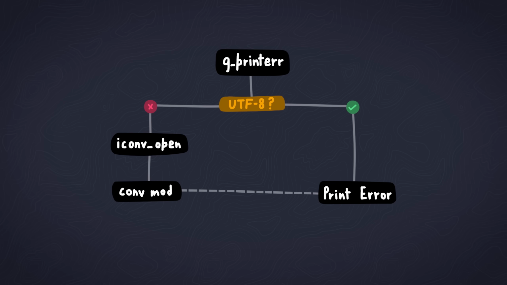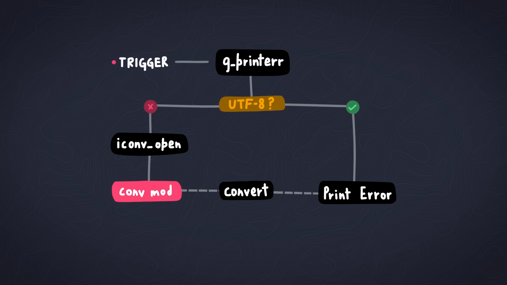Here's how. This g_printerr function normally prints UTF-8 error messages. But if the charset is not UTF-8, it would actually call another function called iconv_open from glibc. So this will actually try to convert the error message into the right charset using a conversion module. So here's where the gold is. We have full control over this conversion module. So this is basically a shared library.